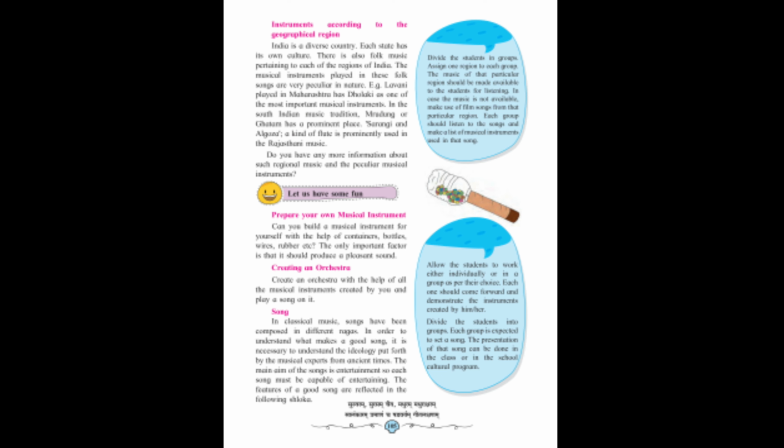Here in this chapter we learned that the last point is about the song. In Indian classical music, songs are composed in different ragas. In order to understand what makes a good song, it is necessary to understand the ideology put forth by musical experts from ancient times. So in this chapter we studied the art and performing arts, whatever the culture, dance style, and the musician, in what way the drama is created. All this is there in this chapter.